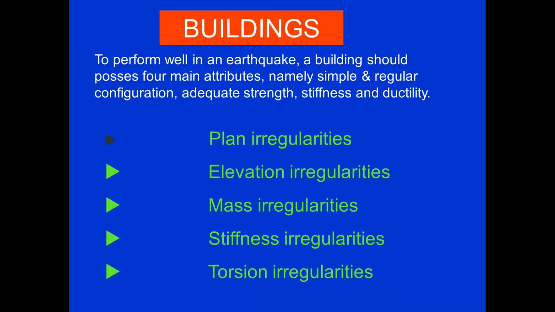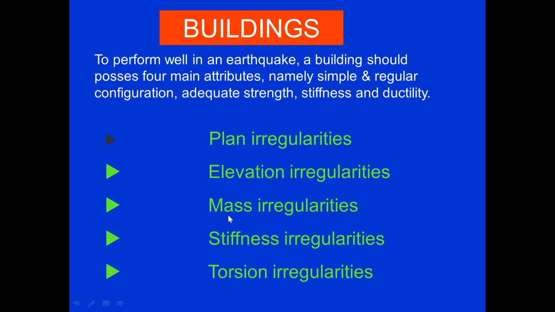Based on the deficiencies, you can say that the buildings can be classified into the following categories. First is the plan irregularities. Second is the elevation irregularities, then mass irregularities, stiffness irregularities and torsional irregularities. This is one of the most prominent questions which is always asked in your examination: what are the major irregularities developed because of an earthquake.